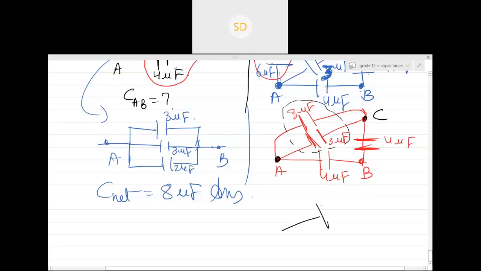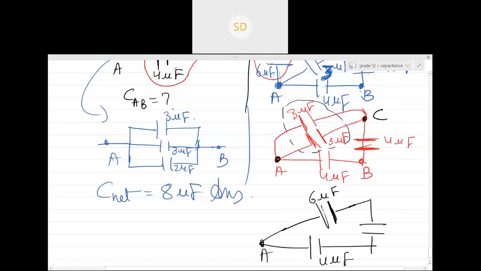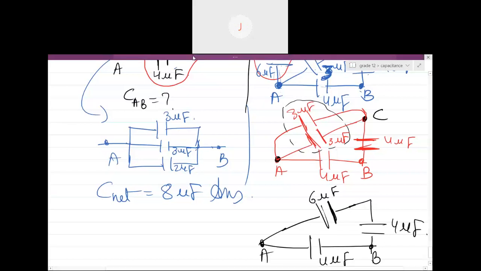So this will become 6 microfarad, 4 microfarad and 4 microfarad. Will it become something like this? Now when you combine 3 ohm on 3 ohm, will this point C, which was initially a joint, be a joint anymore? It will be just a single wire passing from A like this. Yes or no, guys?